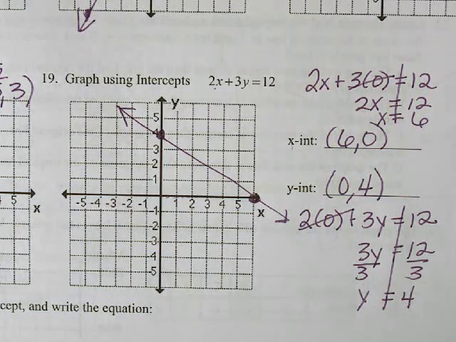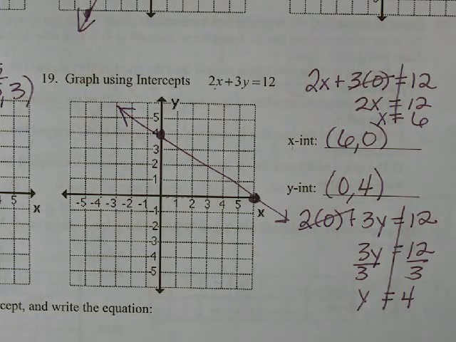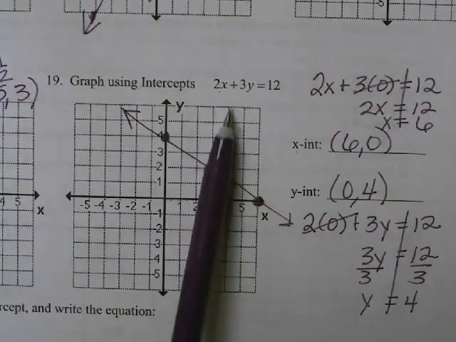Okay? The whole point of the intercepts is to give you 2 points so you can just draw a line through it. If you can't remember to do that on your test tomorrow, that's totally fine. Go ahead and just solve this for y and graph it that way.